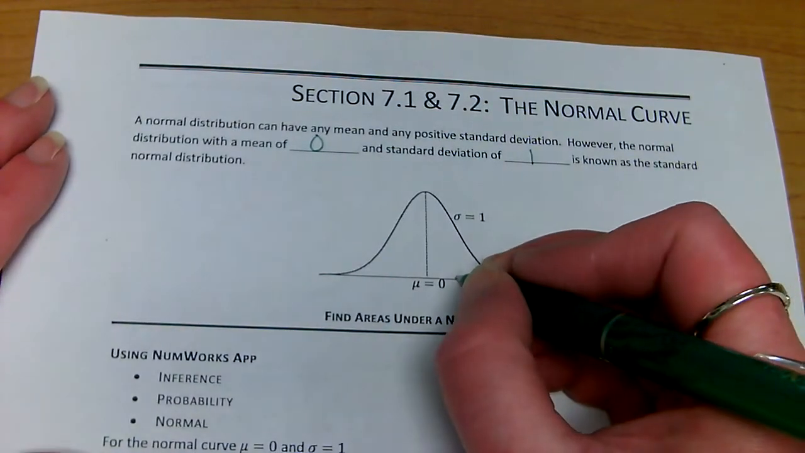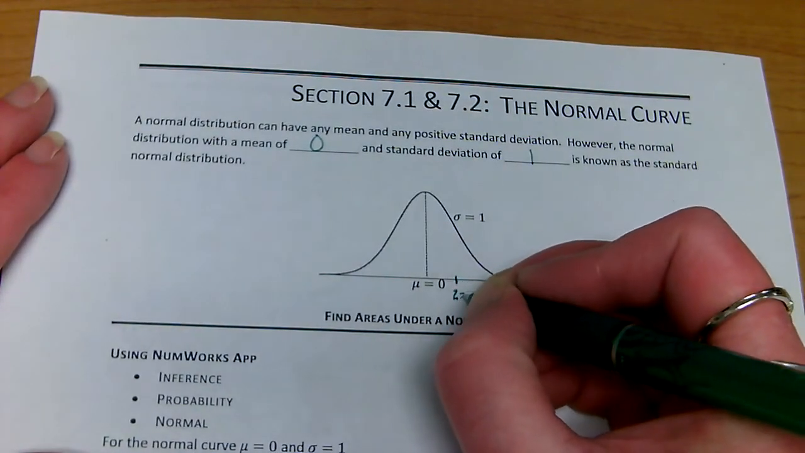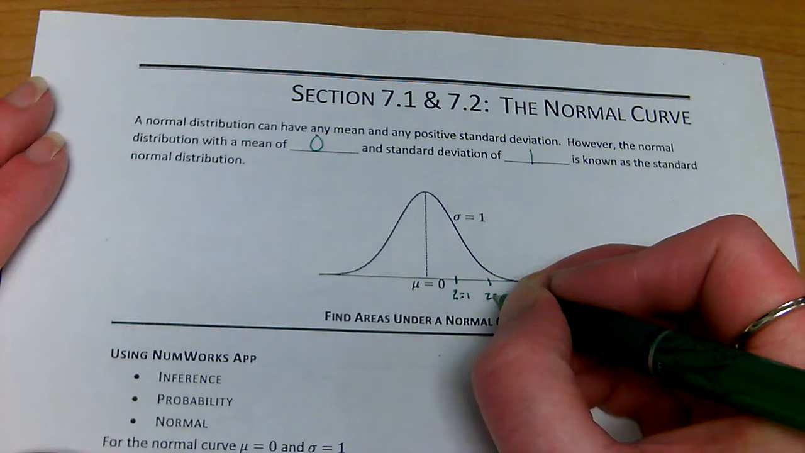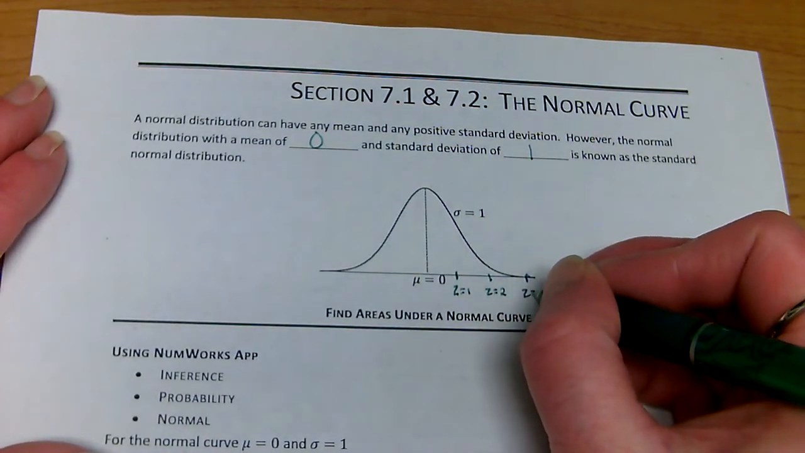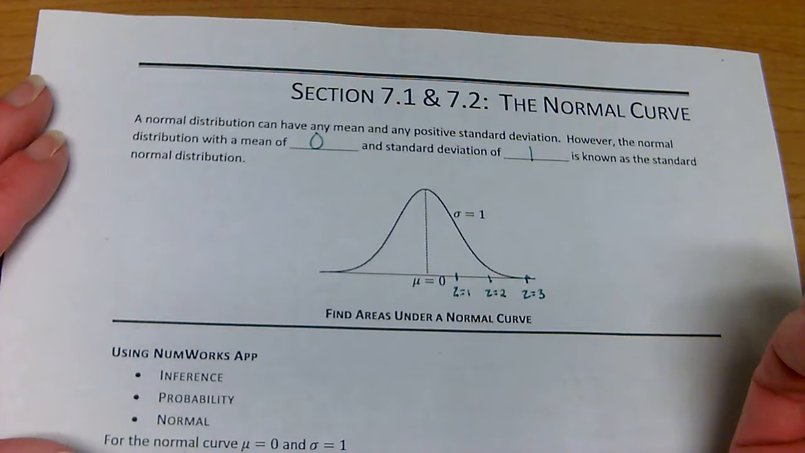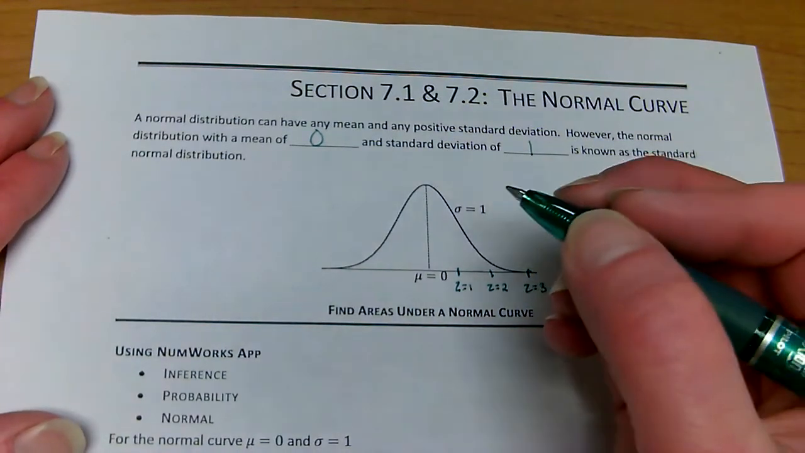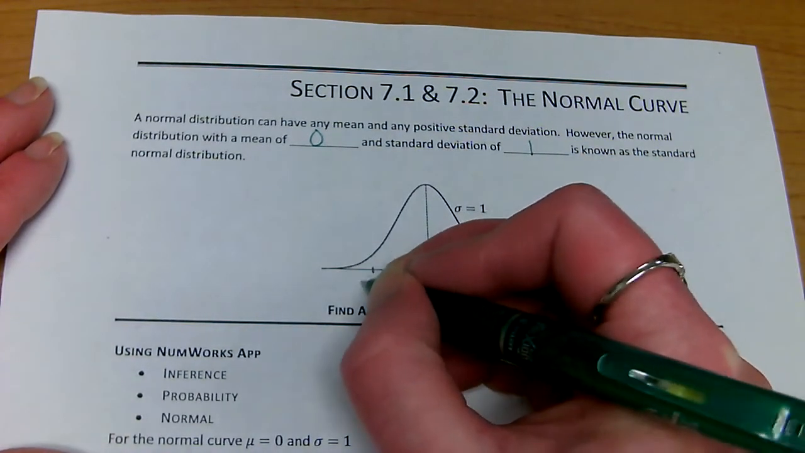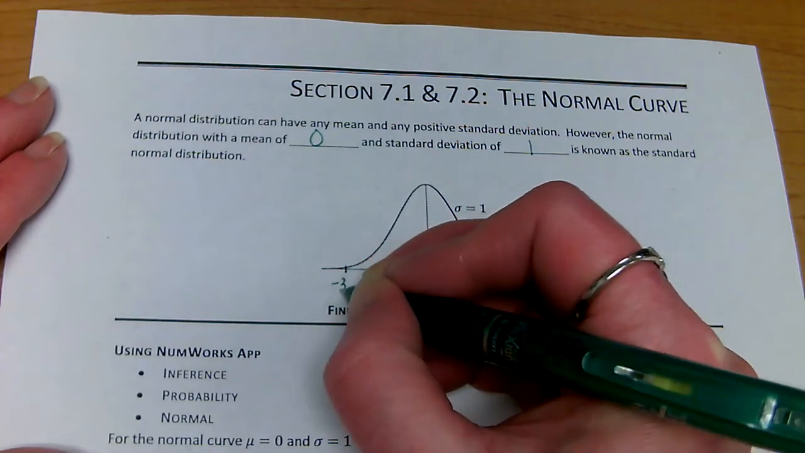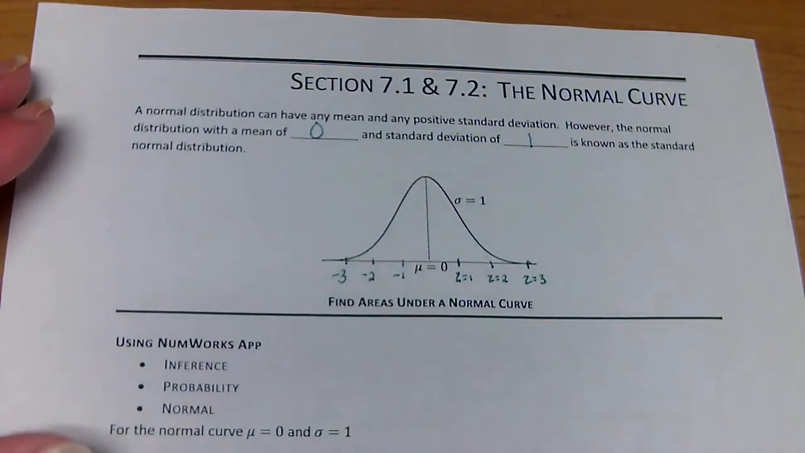So a z of 1 would be 1 standard deviation away. Z equals 2 is 2 standard deviations away, and 3 would be 3 standard deviations away. And then we could have -1, -2, and -3. Remember, we always count out 3 standard deviations each way.